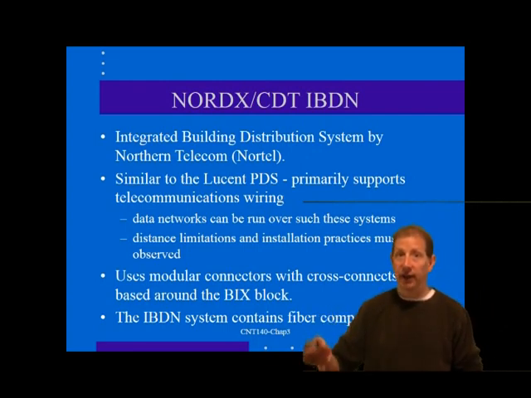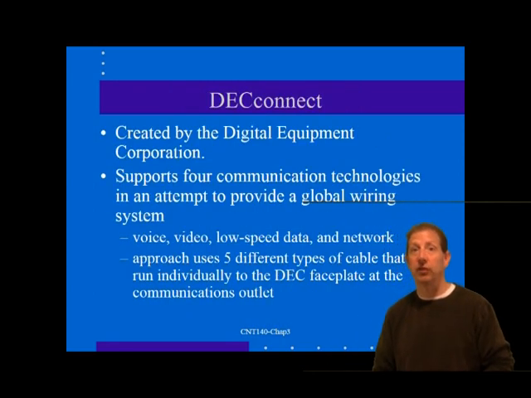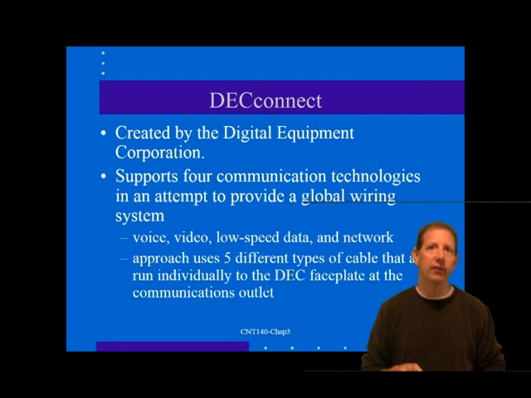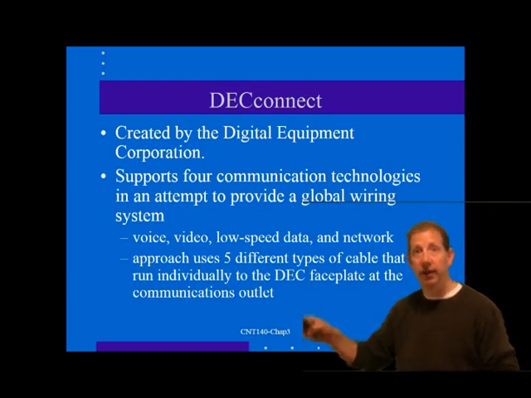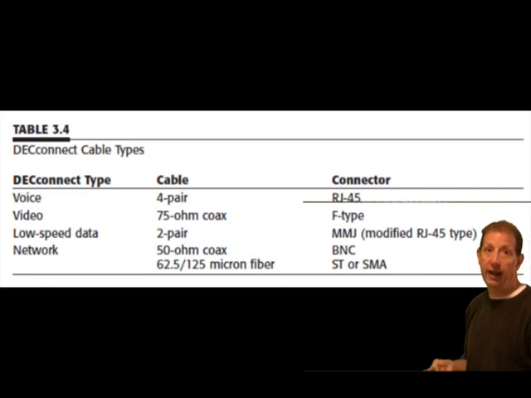Please refer to the PDS section in this chapter and the BIX block section of Chapter 7 if you would like more information on that. The DEC Connect system, created by Digital Equipment Corporation, supports 4 communication technologies in an attempt to provide a global wiring system. The 4 technologies are voice, video, low-speed data, and network. The DEC approach uses 5 different types of cable that are run individually to the DEC faceplate at the communication outlet. The 5 cable types are listed here behind me, along with their preferred connectors.